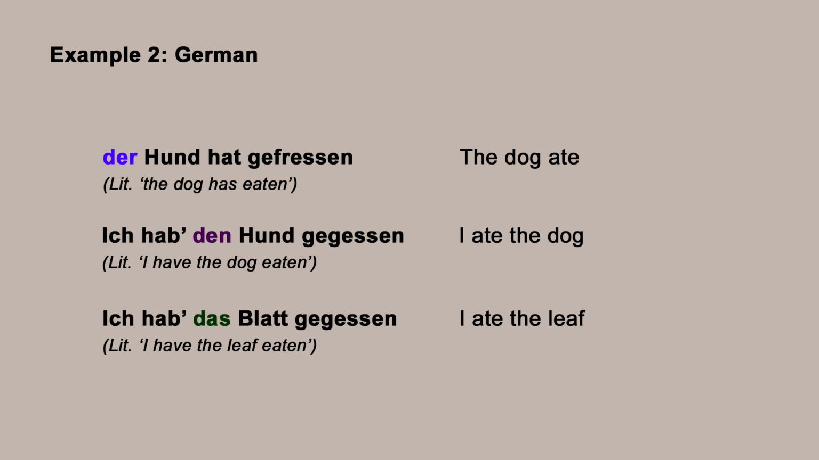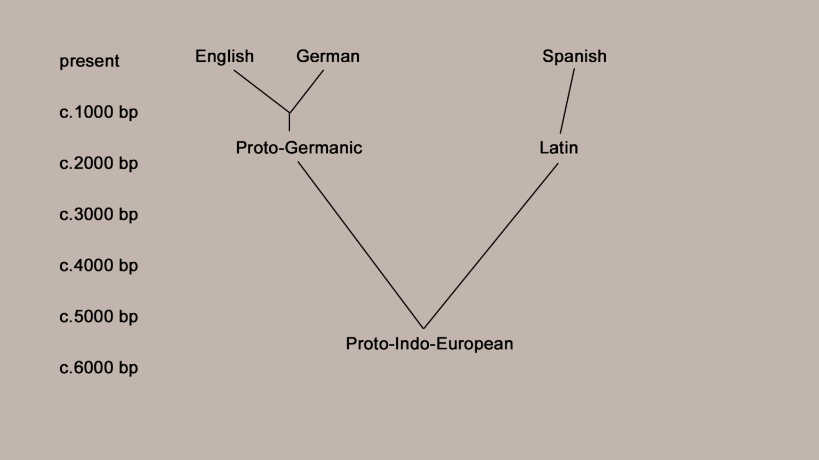As you can imagine, this system is much more of a pain in the arse to learn, or at least it was for me. But fundamentally it's similar to the Spanish system. You change the forms of adjectives and articles based on the gender of the noun they're describing. Spanish and German are distantly related to each other.